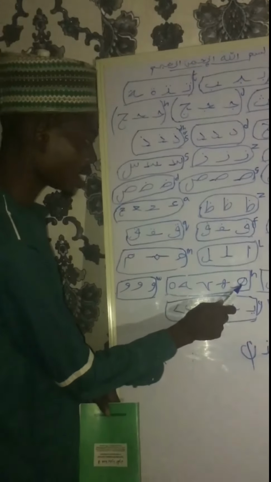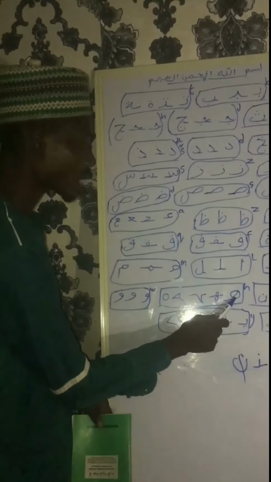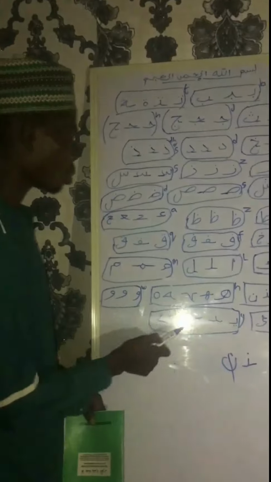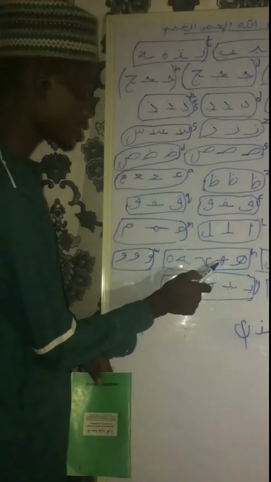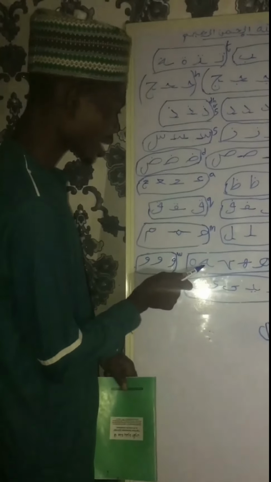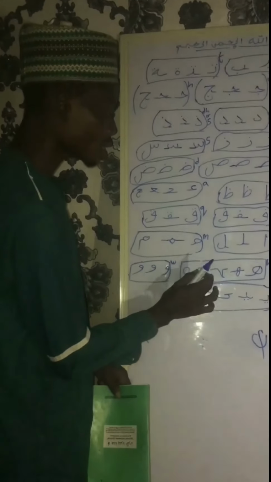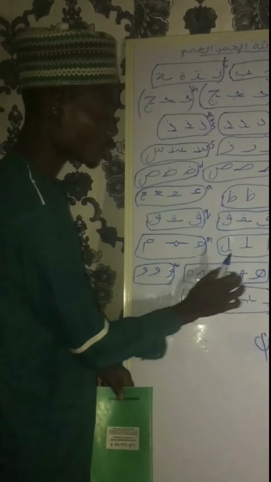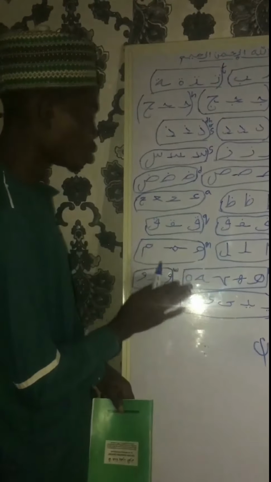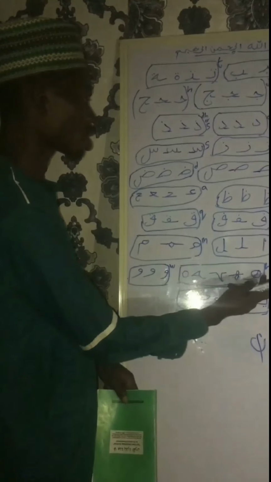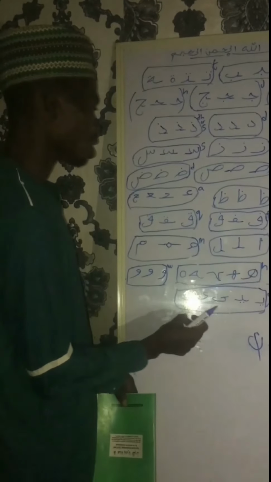So this one here is Haa. Whenever you meet Haa, this is how it's going to look at the beginning. But in the middle, it looks either like this or this, while at the end, it looks either like this or this. You have to take note of this very well. For you to understand it, you have to look into it. Don't rush. And it works similar to letter H in the Arabic alphabet.